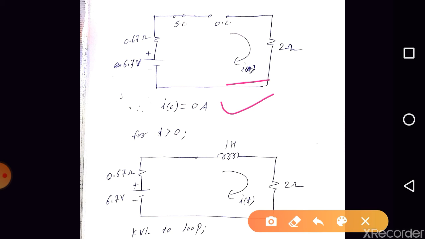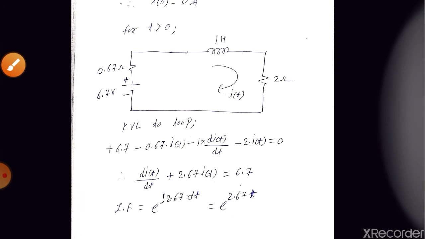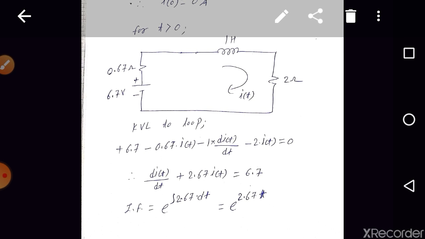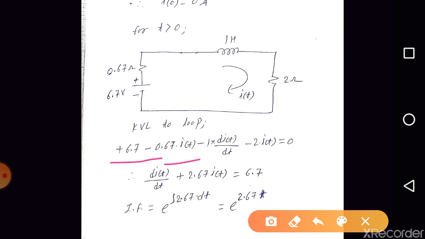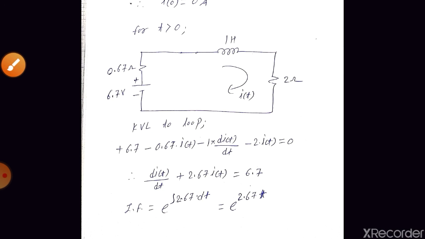So for t greater than 0, the inductor will act as an inductor. The switch is closed. Can we apply KVL to the loop? KVL to the loop: 6.7 minus 0.67 into I of t minus L into di by dt, that is 1 into di of t by dt, minus 2 into I of t is equal to 0. Next, can we bring this differential equation into standard form? di of t by dt plus 2.67 into I of t is equal to 6.7. It is like dy by dx plus py is equal to q.